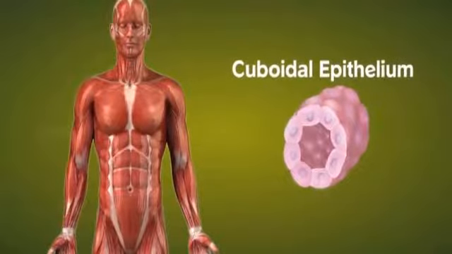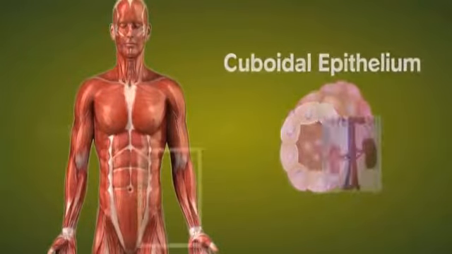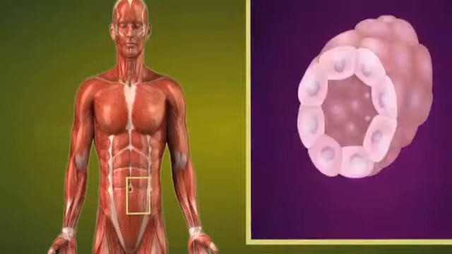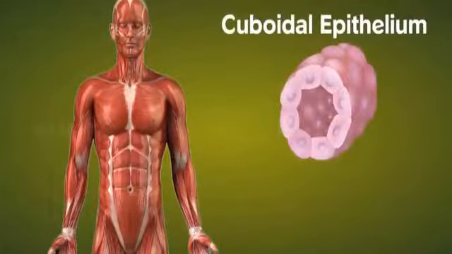Cuboidal epithelium aids in absorption and provides mechanical support. It forms the lining of kidney tubules. It is shaped like a cube.